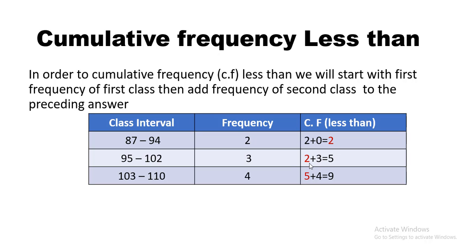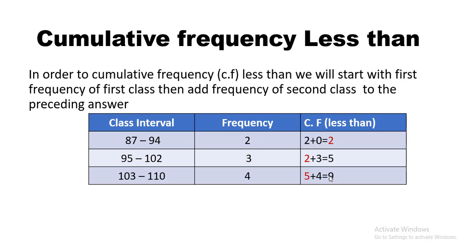Now since I need to find the CF less than for the second class, the frequency of the second class is 3. So 2 plus 3 is 5. Now for the third class, in order to find the CF, I am using the preceding answer, that is 5, and adding the frequency of the third class to get the CF less than for the third class.